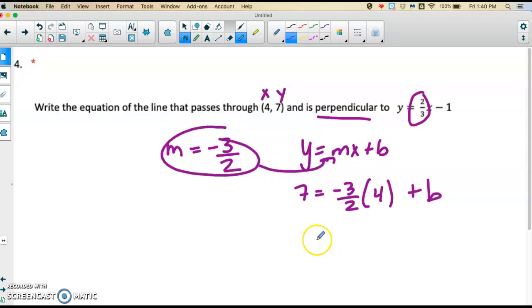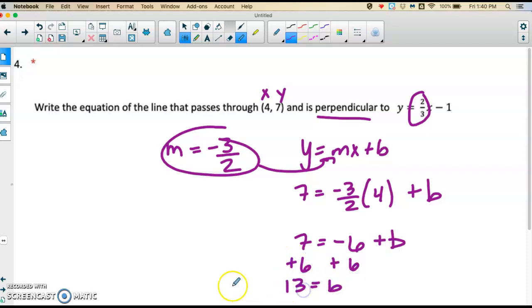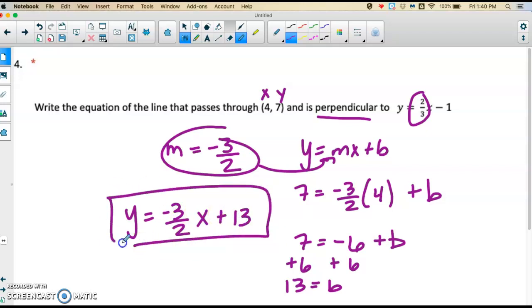Now let's go ahead and solve for b, because that's what we need. So it looks like we have 7 equals, this is going to be a negative 12 divided by 2, so that's going to be a negative 6. So let's go ahead and add 6 to both sides. b is going to equal 13. So your final answer for that equation that is perpendicular is y equals a negative 3/2 x plus 13. That would be your final answer.